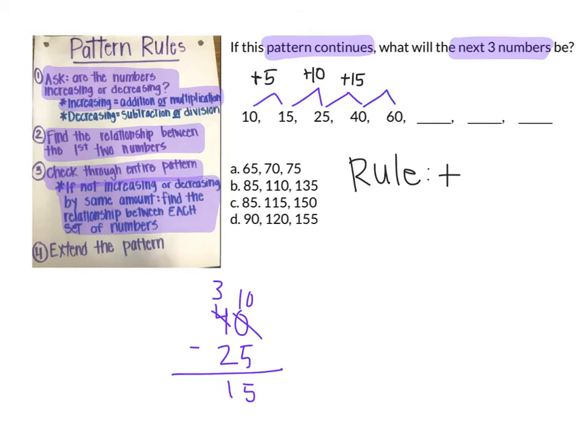Now we need to find the relationship between 40 and 60. What do I need to add to 40 to get to 60? Well, we could really easily subtract to find the difference. 60 minus 40 is 20.